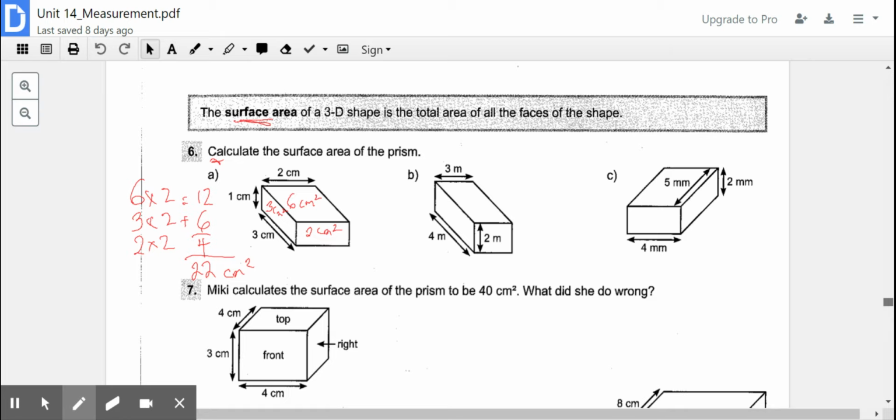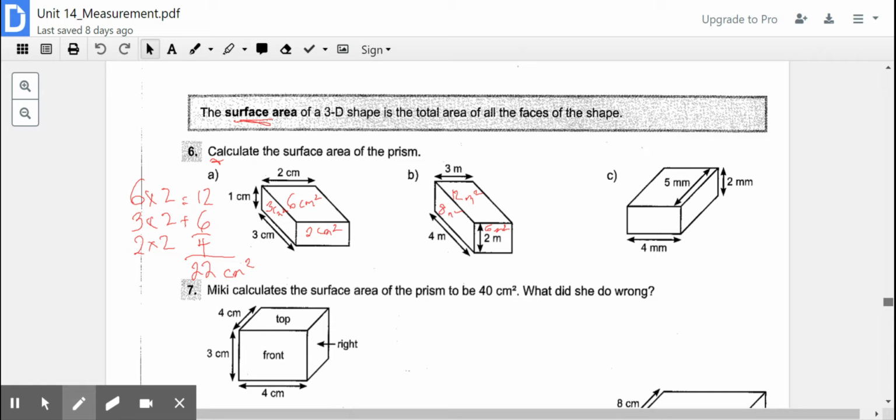Okay, we're going to work through one more here. Again, I'm going to find the surface area of the front, and it's 2 by 3. So the front is 6 meters squared. The top is 3 by 4, so that's 12 meters squared. And the left side is 4 by 2, so it is 8 meters squared.